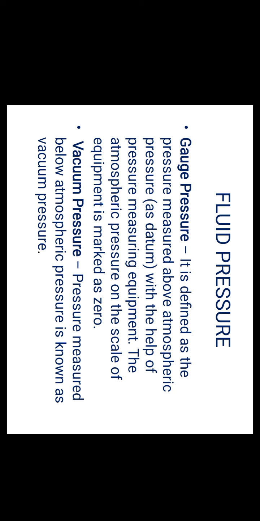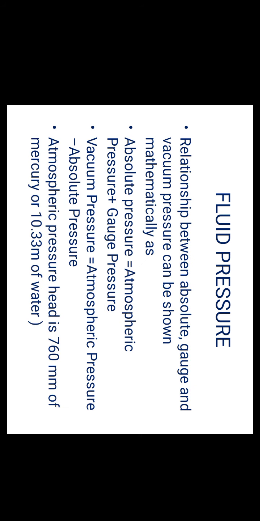Now next one is vacuum pressure. Pressure measured below atmospheric pressure is known as vacuum pressure. Vacuum pressure is also known as negative pressure. Negative means below atmospheric pressure. It does not mean that no pressure is there. Usually when we say vacuum we are referring to emptiness, but here it is not like that. Vacuum means some pressure is there, but its value will be below atmospheric pressure. So it is also known as negative pressure. Okay.